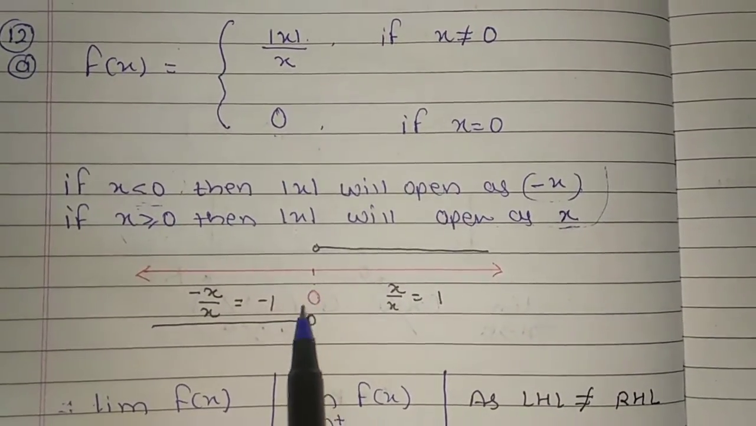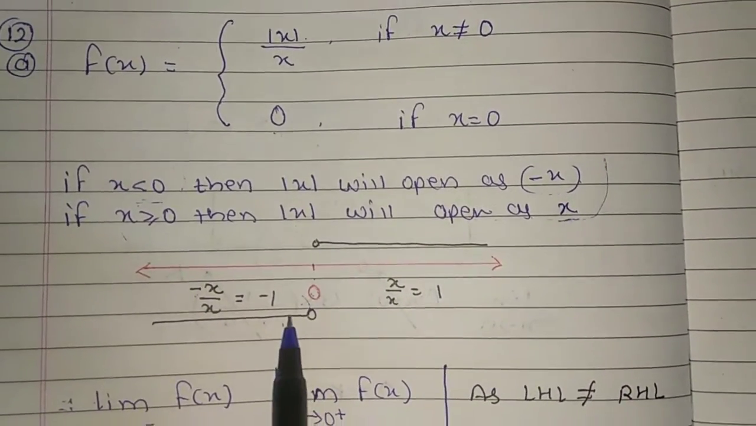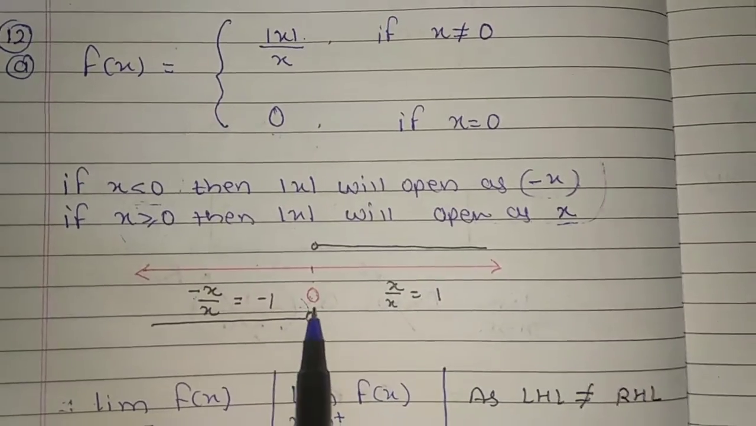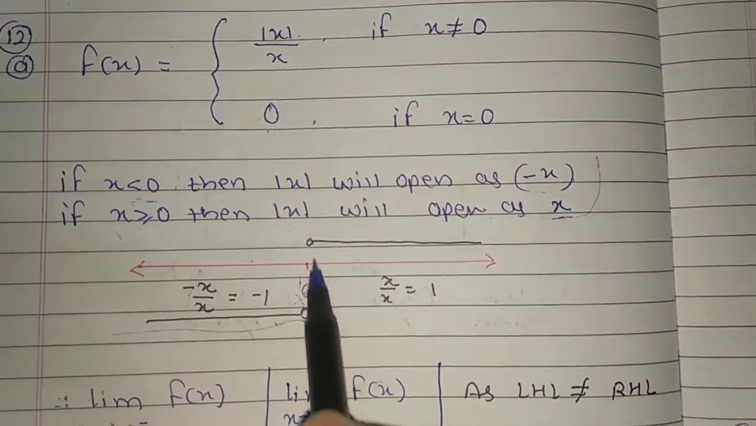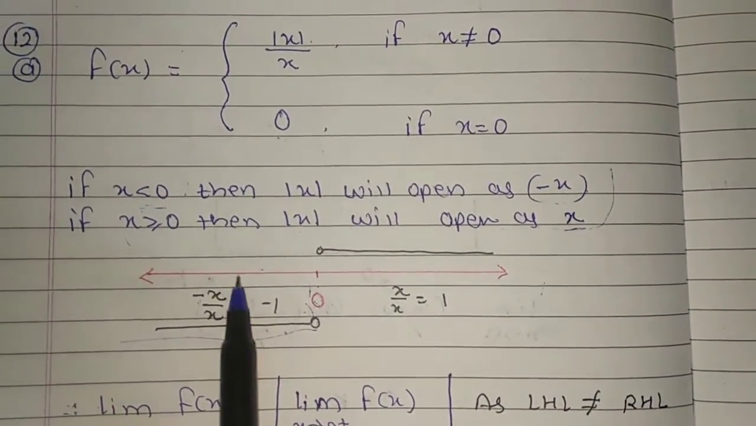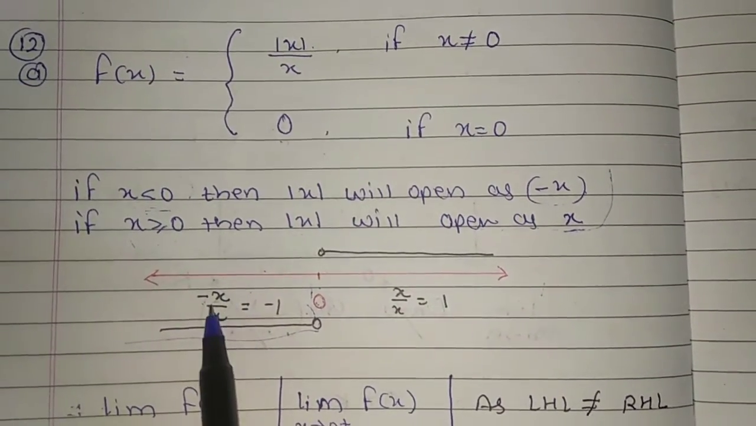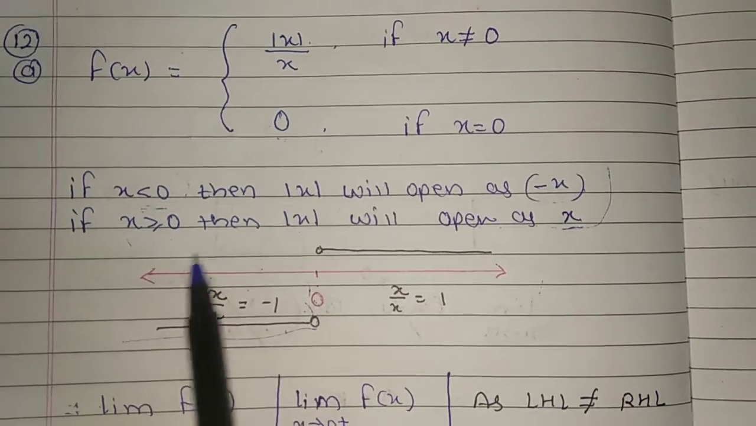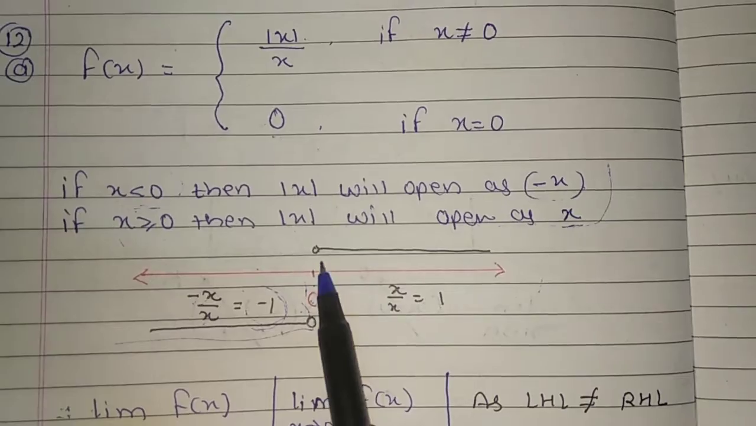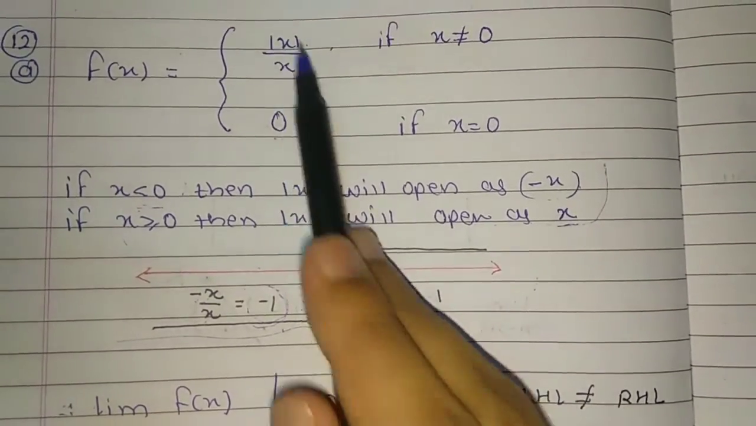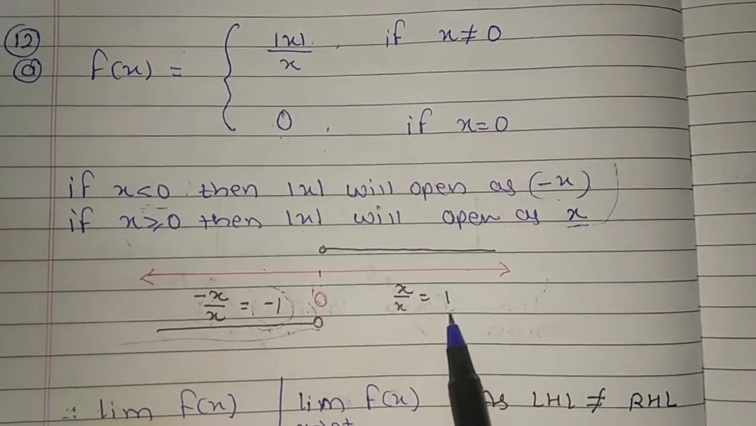So now we can see 0, and on the left hand side in this interval the values are going to be negative, because from 0 to the left this whole region is the negative part and this region is the positive part. So in this case the mod will open as minus x, and x and x will get cancelled out. So in this interval my function is going to be only -1. But in this positive region the mod is going to open as x itself, so x and x will cancel out, and this will give me 1.